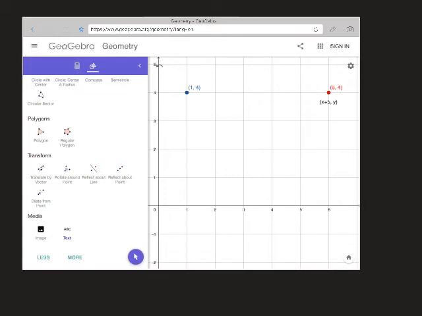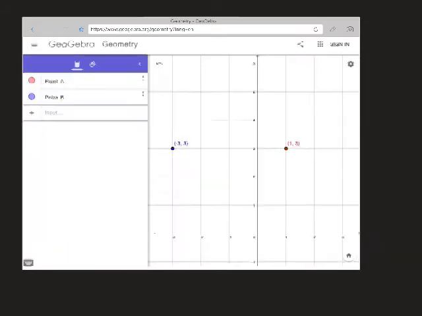Let's try one more. Here we have the blue point as our first point and the red point as our translated point. What is the algebraic expression of this translation?